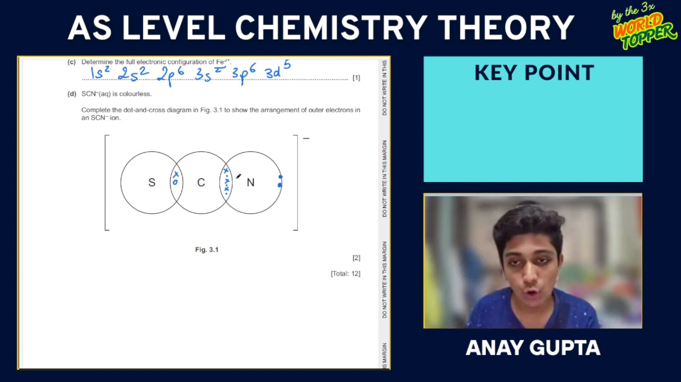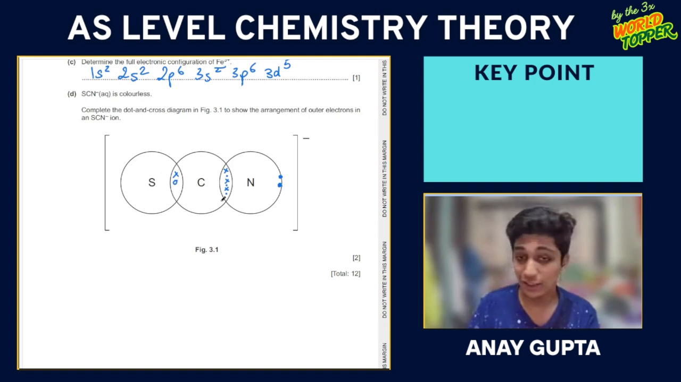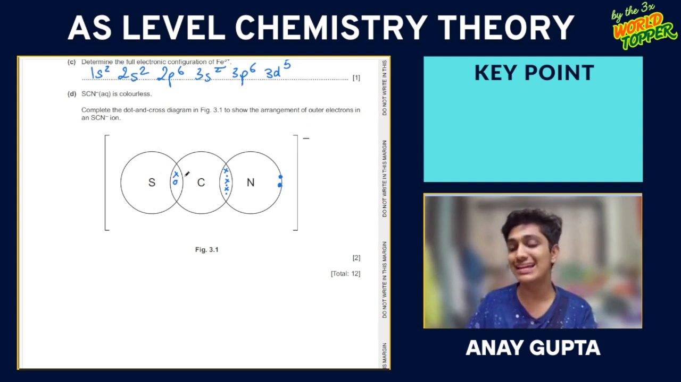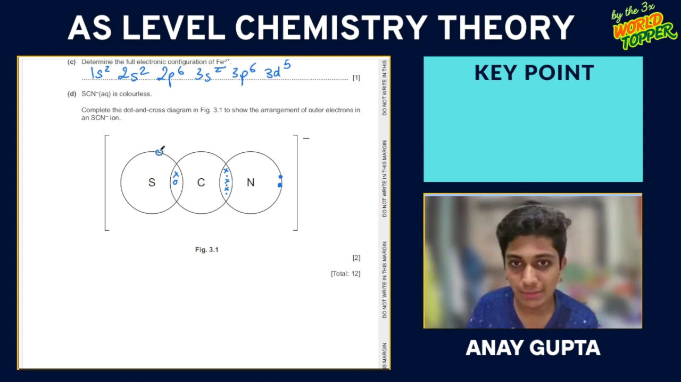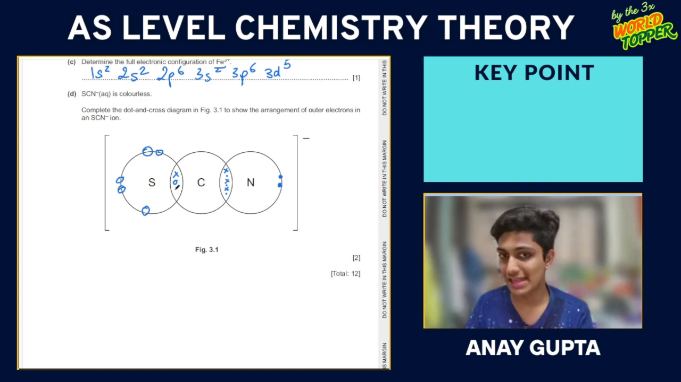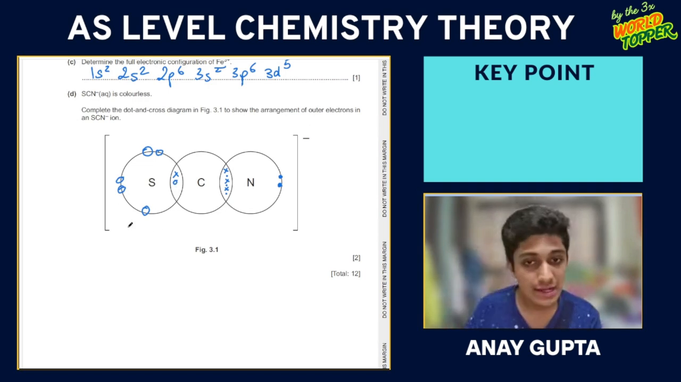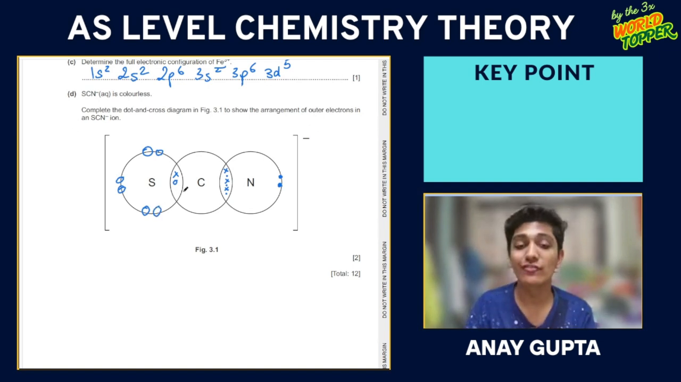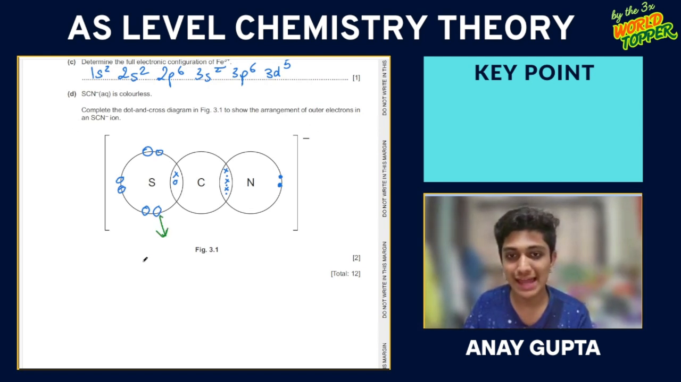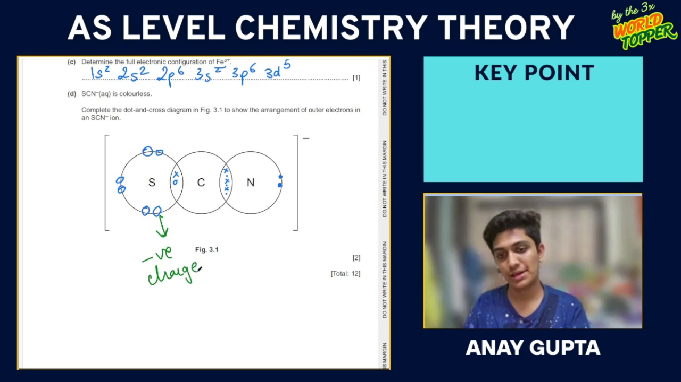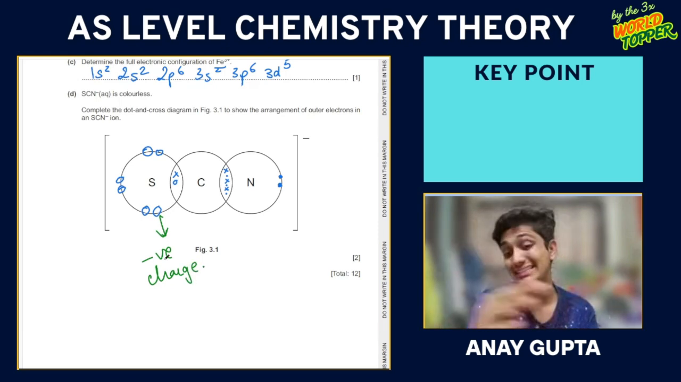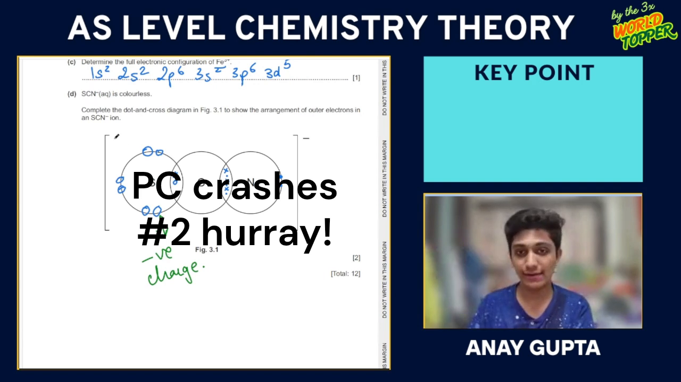However, carbon's orbitals are already full because there are 2 electrons here and 6 electrons here. So there cannot be any more electrons in these 2 intersections. That means all the remaining electrons must go into sulfur's shell. Now, sulfur has these 6 electrons that it originally had, and there will be a 7th electron that sulfur accepts, and this 7th electron is the reason for my negative charge. This is that extra electron that SCN minus accepts, which causes the negative charge.